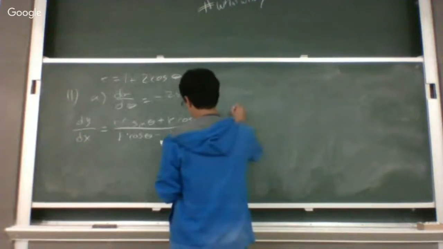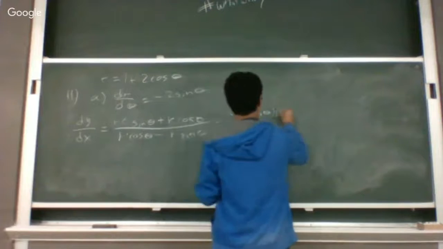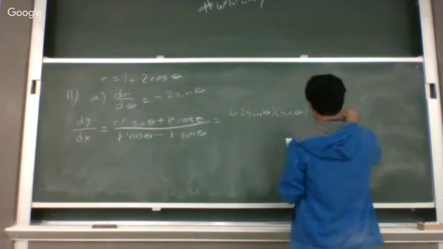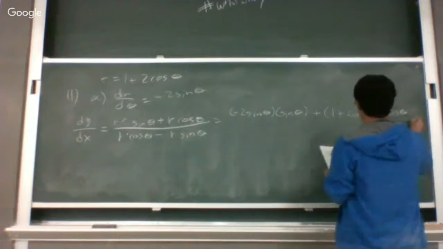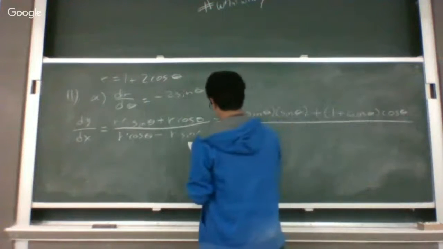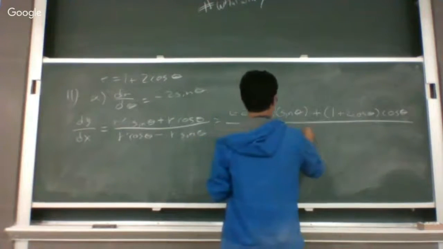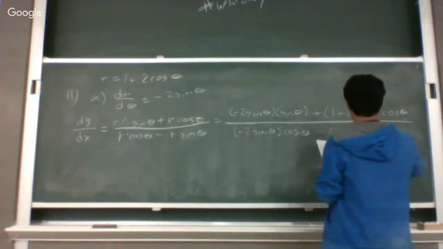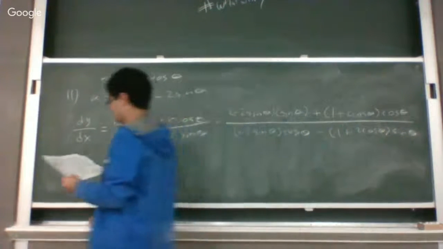So we have negative 2 sine of theta times sine of theta plus 1 plus 2 cosine of theta times cosine of theta, divided by negative 2 sine of theta cosine of theta minus 1 plus 2 cosine of theta sine of theta.